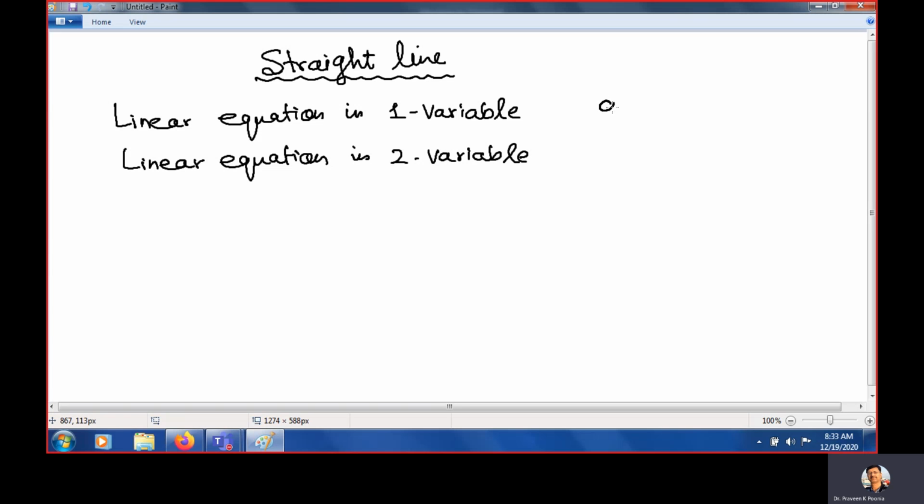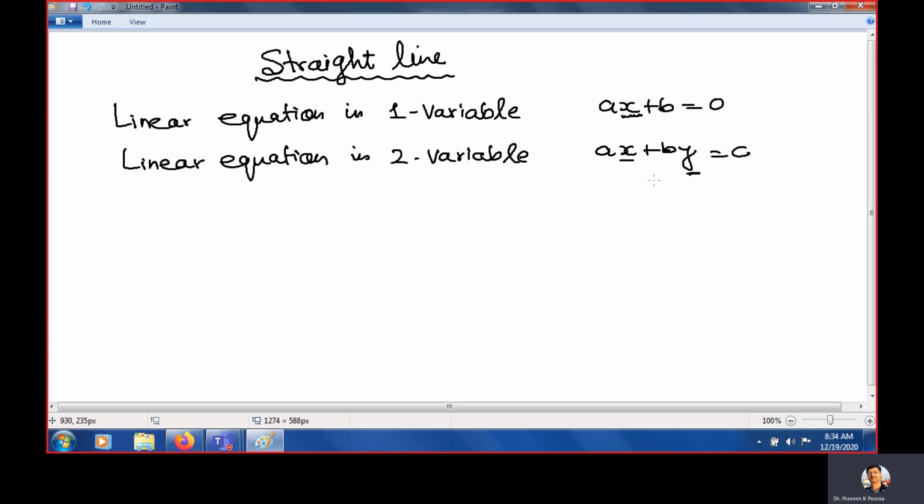What was this equation? This is ax plus b is equal to 0. This was the equation because only one variable is here. And another was ax plus by is equal to c. Here one variable is x, another variable is y. Clear? So in this we are going to discuss these two lines.